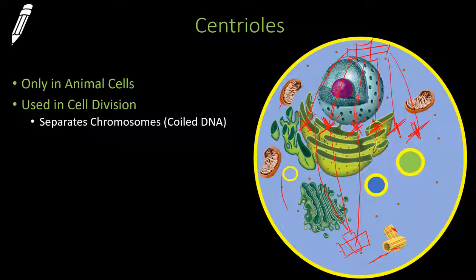And they split them apart. Okay? They're splitting everything apart, specifically the chromosomes, which is consolidated DNA. And we'll talk more about that at a later time. But right now, all I want you to know is what centrioles do is they assist in cell division. They help the cell divide.